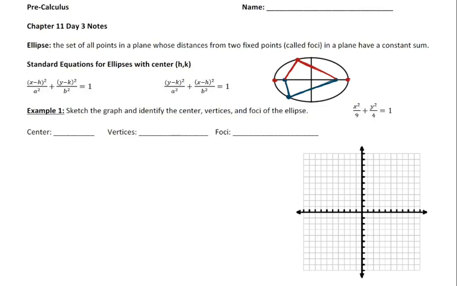So the idea is for any point I have on the ellipse, the sum of the distances from that point to the two foci will always be the same. That's essentially what creates this oval shape, because depending on where the foci are and where the center is in terms of that distance, if I draw some distances from the foci to some point on the ellipse, the sum of those distances will always be the same. And that's, again, what creates this oval shape.